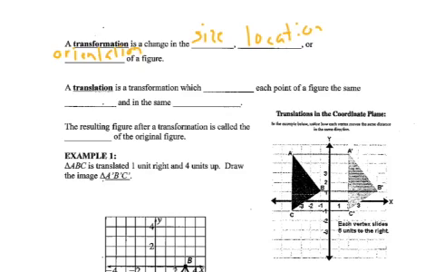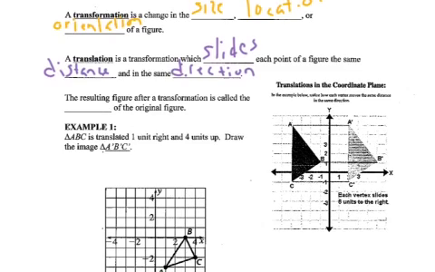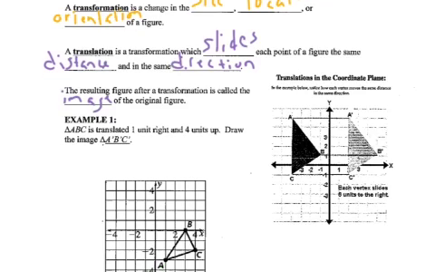A translation is a transformation which slides each point of a figure the same distance and in the same direction. So it's basically moving it over the x-axis and y-axis a certain amount. So it says the resulting figure after a transformation is called the image of the original figure. Another thing I want to make note of is this.